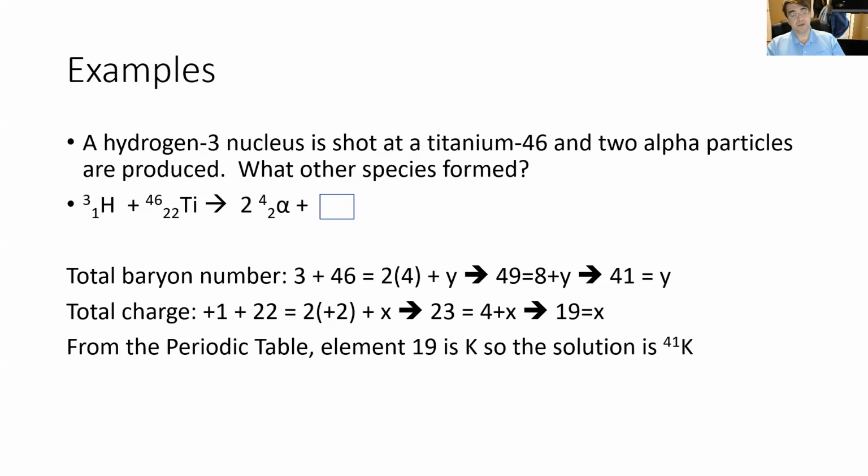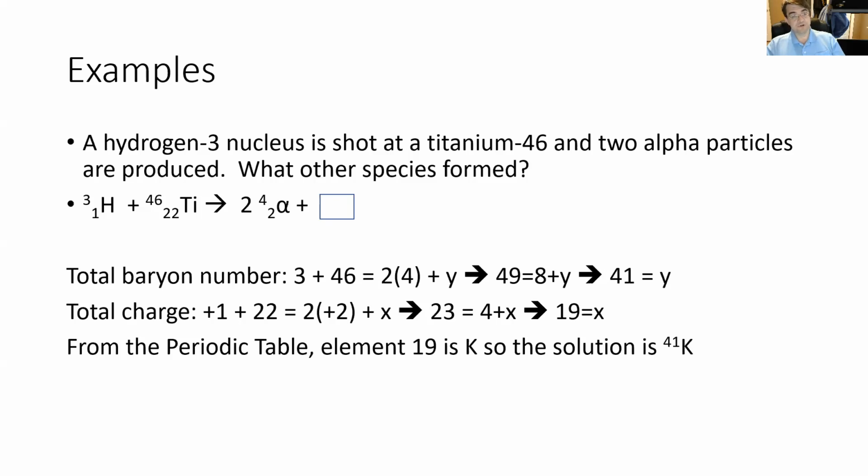So in order to keep those in balance, one of the reasons I wrote this out was to help illustrate how you balance these whenever you do have a coefficient in front. The total number of baryons is the number on the top. So the baryon number on the left side is the 3 from the tritium plus the 46 from the titanium. That will yield 2 alpha particles, each one of them having 4. So you've got 2 times 4 accounted for in your alpha particles. Whatever is left over, you do the arithmetic, and you find there are 41 left.